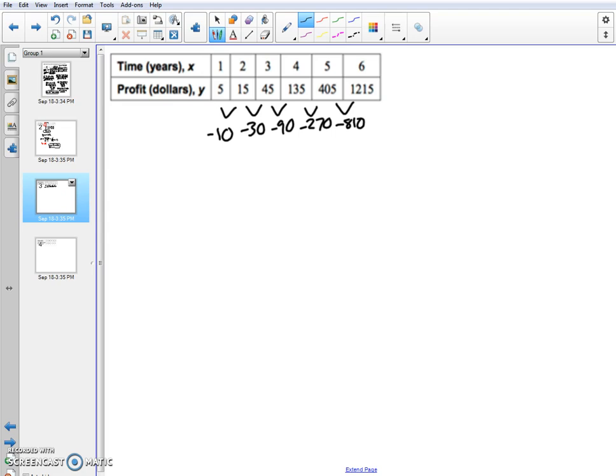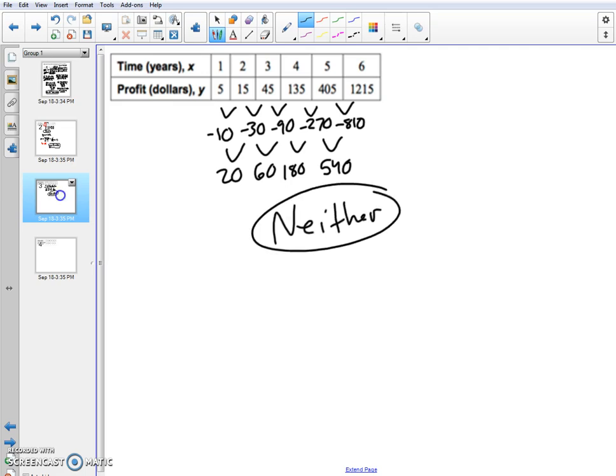Okay. So first differences are not the same. We got to keep going. Looking at the next one. So I have negative 10 minus a negative 30. So really that's negative 10 plus 30. Let's think about that. So being 20. This one then 60, 180, 540. Okay. So my first differences are not the same, so it can't be linear. My second differences are not the same, can't be quadratic. So this one is just a big neither, which is kind of nice when that happens because there's no more work to do other than that.